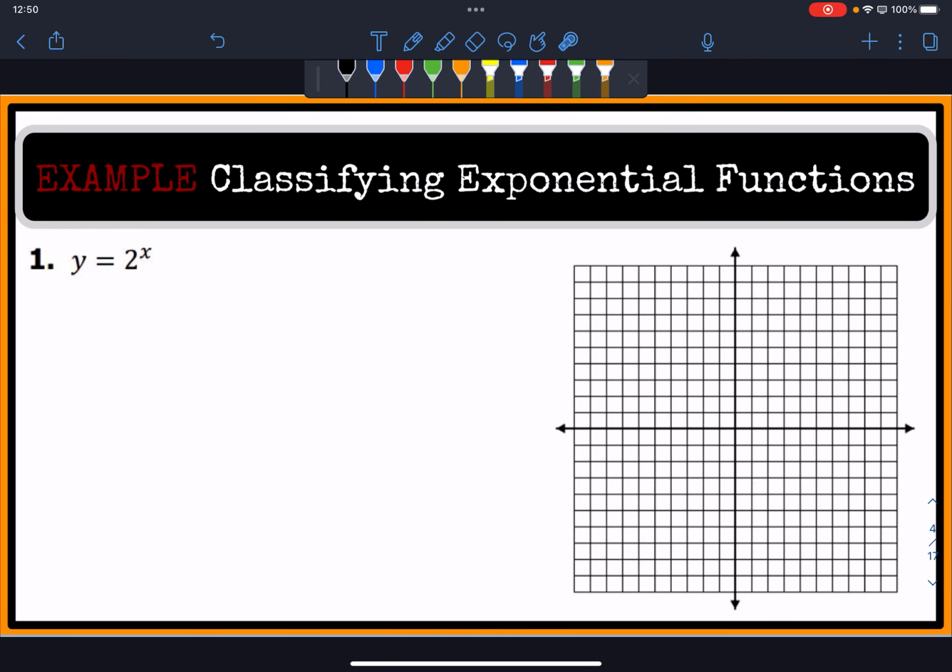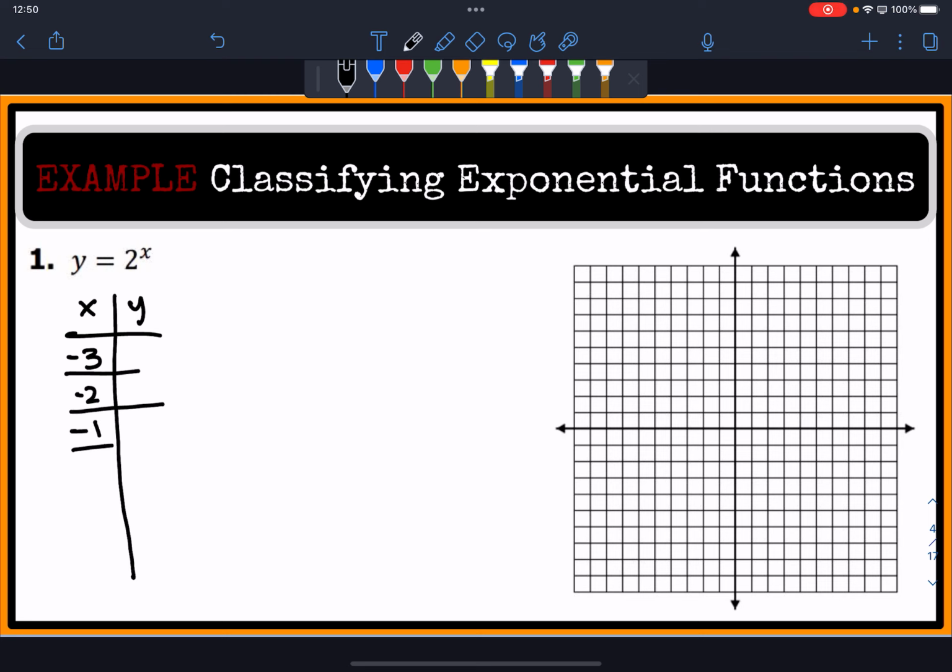So let's go over how we graph these exponential functions. To graph these exponential functions, what we do is simply evaluate them by plugging in numbers for our exponents. So using a T-chart just to organize our work, I'm going to plug in the following numbers: -3, -2, -1, 0, 1, 2, and 3 into the values of x for the function.